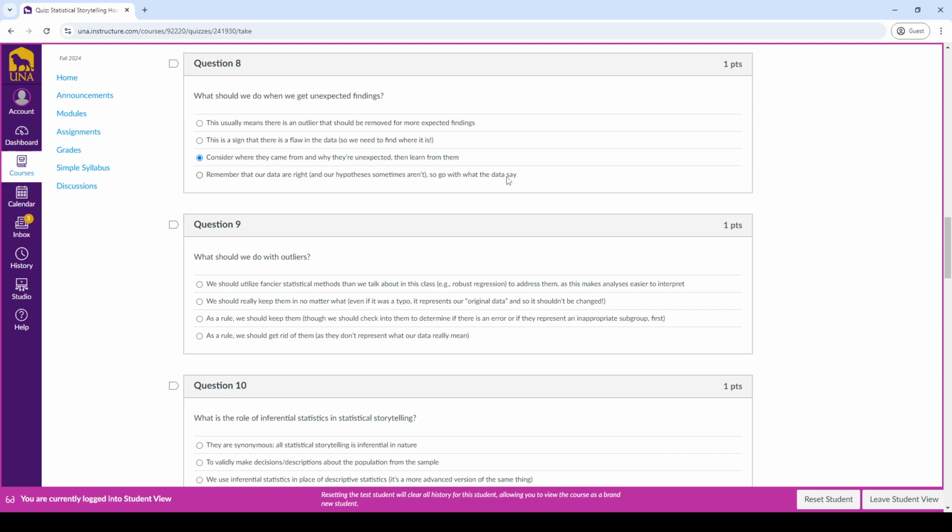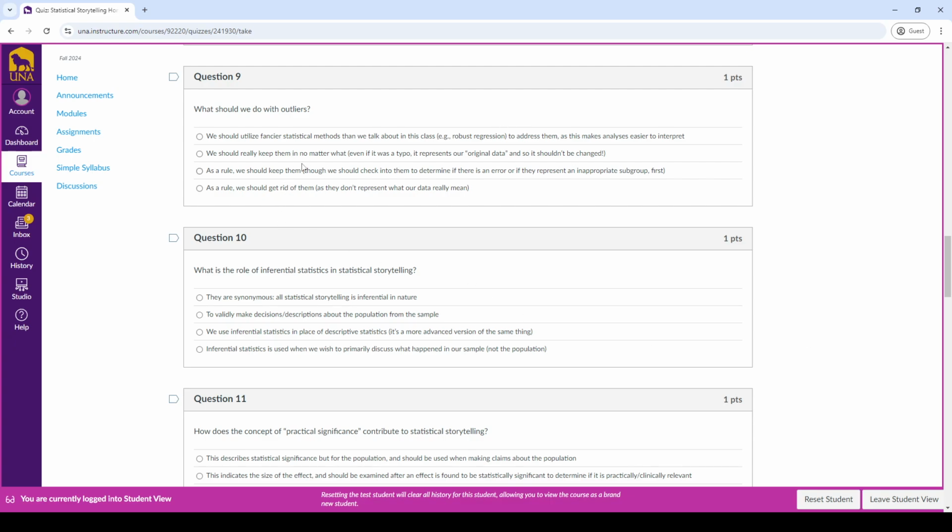Data are always right. Just go with what the data say. It sounds like it could be a right answer, but it's not at all. Sign of a flaw in data. Again, that sounds like it could be a right answer, but sometimes unexpected findings are not a flaw in the data. They are a new pattern. So really understanding them is the best approach.